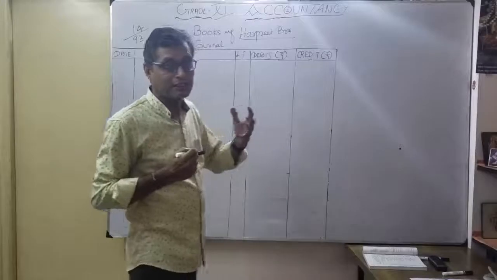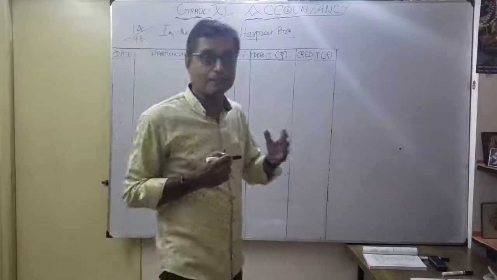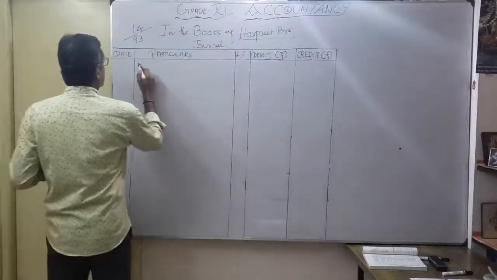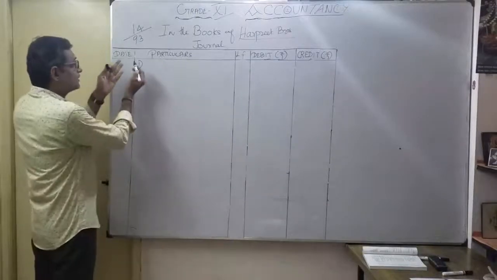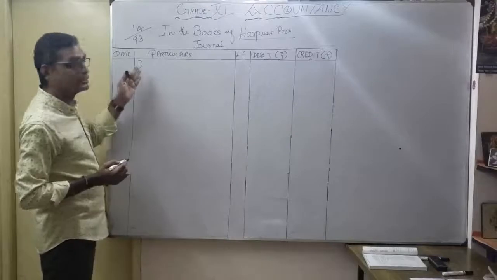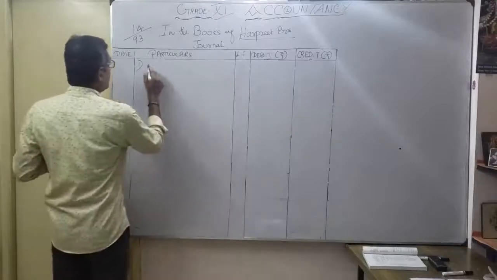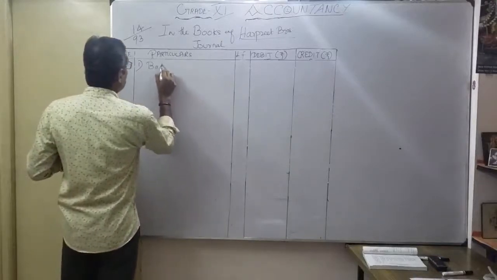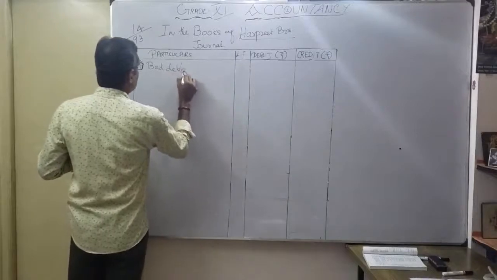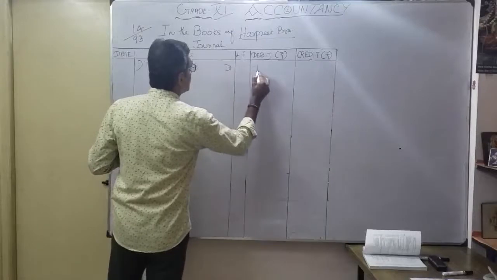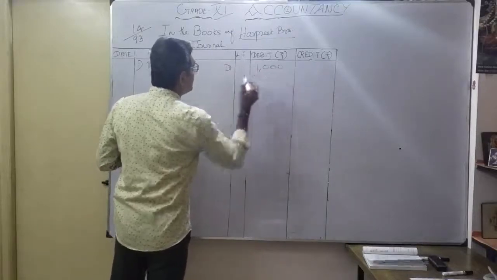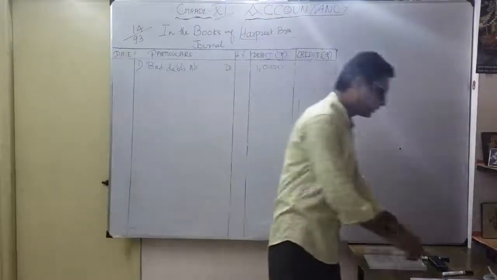As we discussed in the previous class about bad debts, there is no date here, so I just put it in blank. For journal entry number 1, I mention the number. So what is the first entry? Here, bad debts account debit, 1000. The comma is very important.